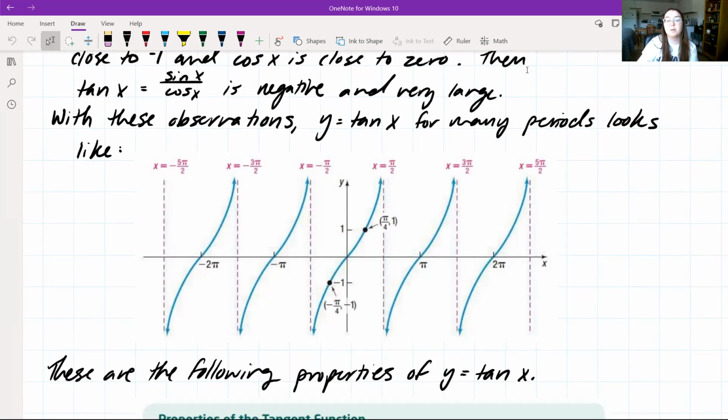It's always good to focus on your one period, most often going to be some variation of negative pi over 2 to pi over 2. But then you can also graph more periods once you get the main shape of your graph down.